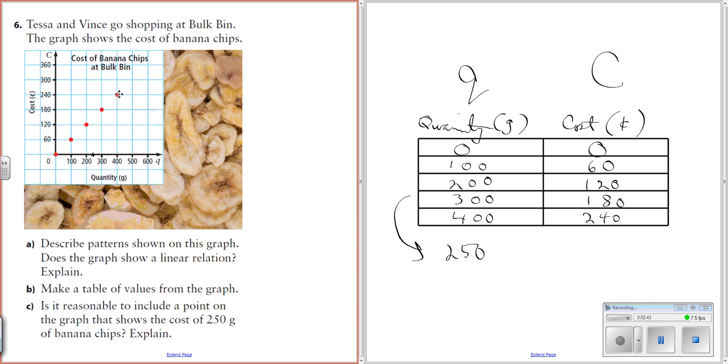And actually what I could do is take my little pen, draw it up here like this, and draw this one over here. And where that crosses that line, if I was to follow it up from midway for 250 grams, it would cross right here, which is probably about, I don't know, $1.60 or so. So yes, it is reasonable that we would include that point on the graph.